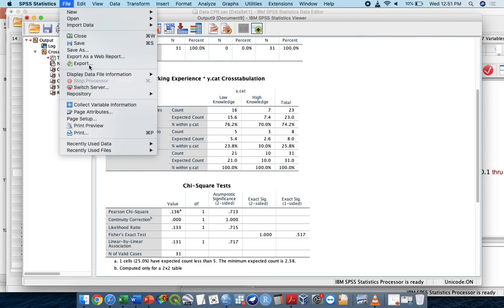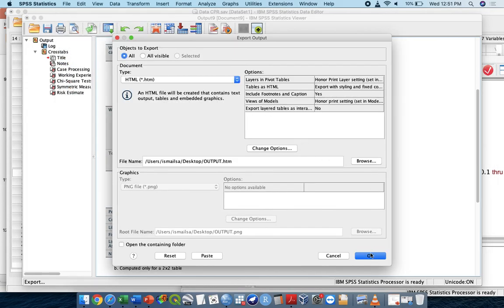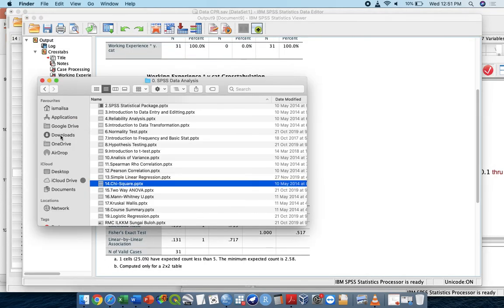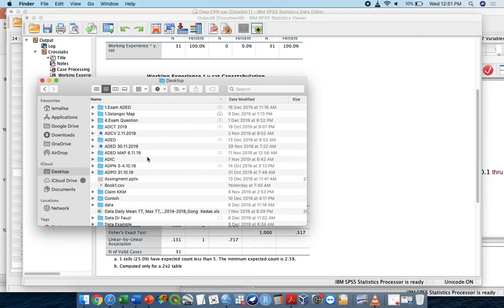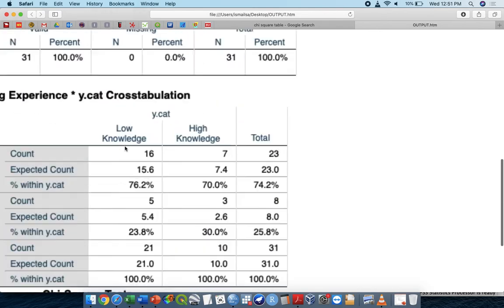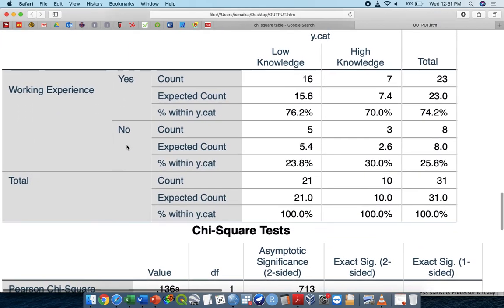I'm going to export it so that we can zoom it together and synthesize the output more efficiently. Okay, so let us open it and make some interpretation out of it. This is my output of the SPSS file. So, working experience, low and high knowledge. You see this one? 16, 7, count 5, 3.